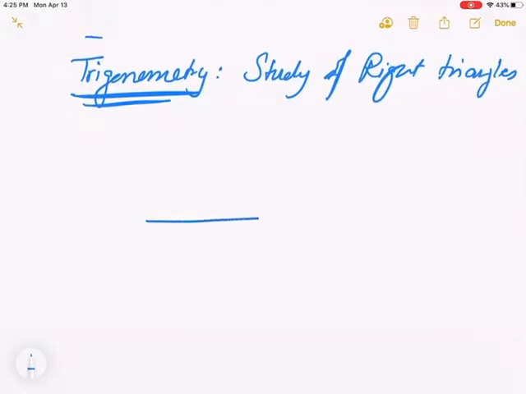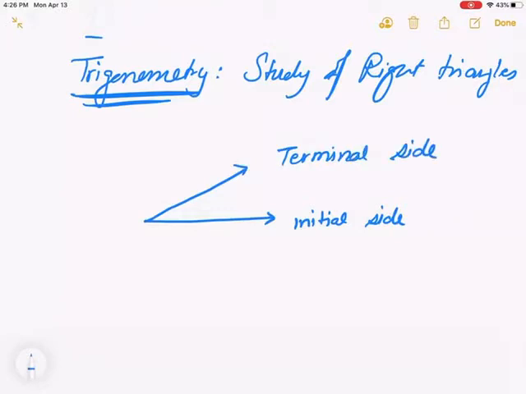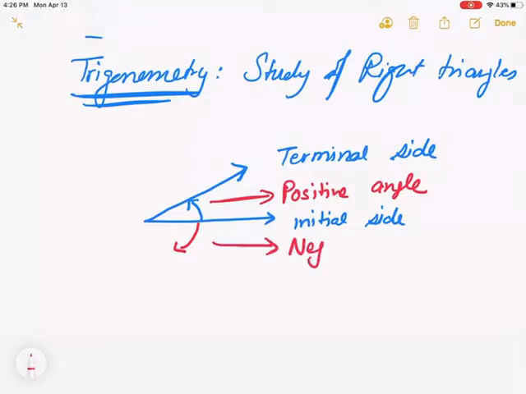Normally, whenever there's an angle, first thing, the base side is called the initial side. And the side that goes around the center point is called the terminal side. Okay, if this terminal side goes counterclockwise, which is this way, then this makes a positive angle. So this angle would be a positive angle. But if it goes the other way around, which is clockwise, then it would make a negative angle.